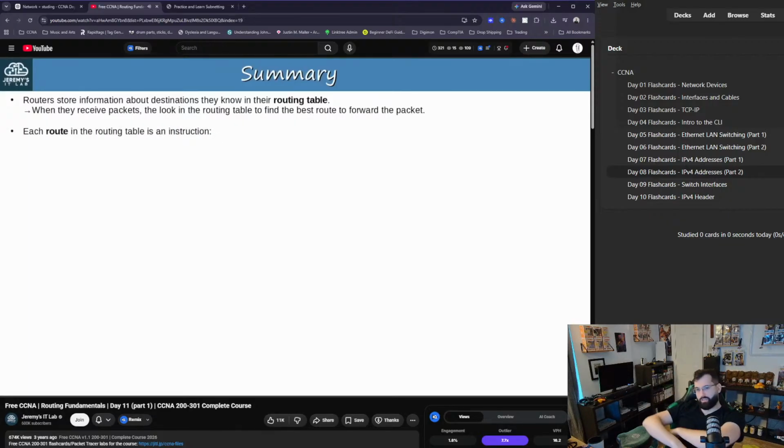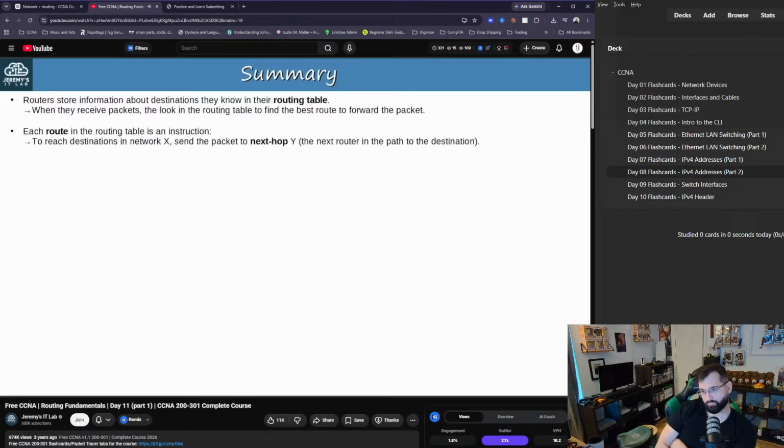Each route in the routing table is an instruction. A route says, to reach destinations in network X, send the packet to next hop Y, which is the next router in the path to the destination. Now, most routers will have lots of routes like this. To reach destination X, send packets to next hop Y. However, in this video, we didn't actually look at this kind of route. We looked at connected and local routes.